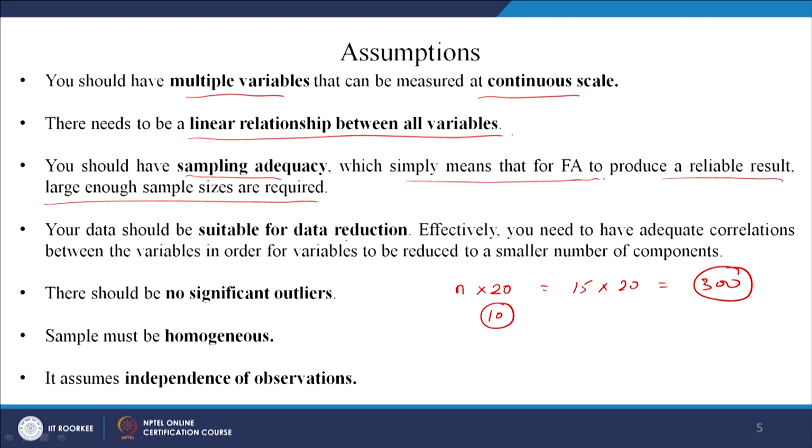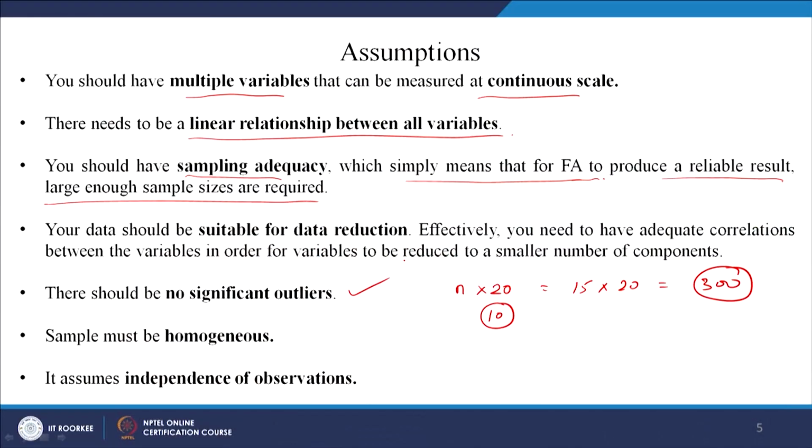Now, you need to have adequate correlations between the variables. This is very important, as you will see there is a Bartlett's test of sphericity, which is done to show that at least some correlation between the variables exists. If there is no correlation, then factor analysis is of no use, you should not be doing factor analysis at all. Outliers should not be present as much as possible. The sample must be homogeneous, and for interdependence of observations, again, the same sample must not be repeated, right.